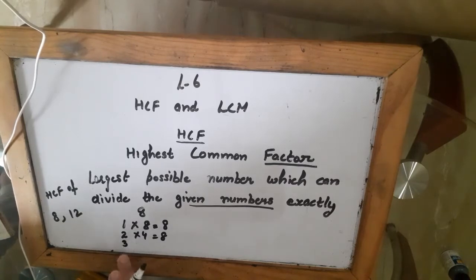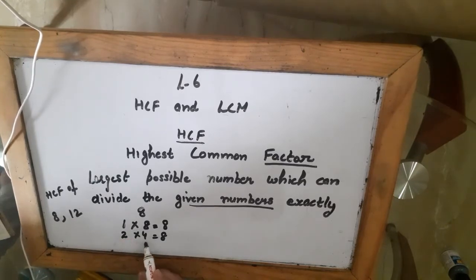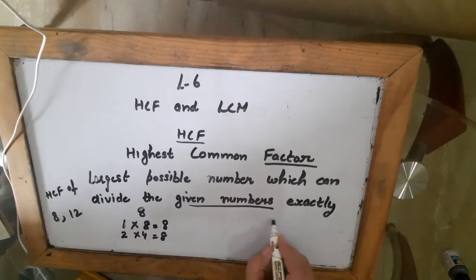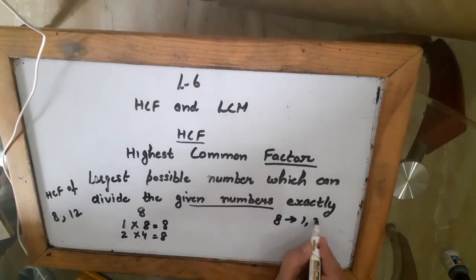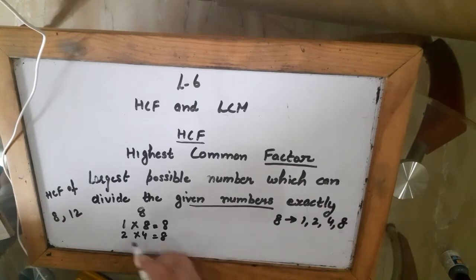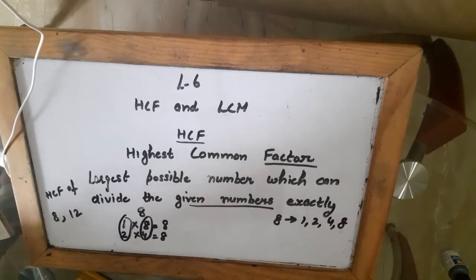Now if I come to 3, on the table of 3 we don't get 8, so 3 is not a factor of 8. And then after that 4 2s are 8 and 4 already is there, so it means all my factors are finished. So what are the factors of 8? The factors of 8 are 1, 2, 4 and 8. So these are all the factors of 8.